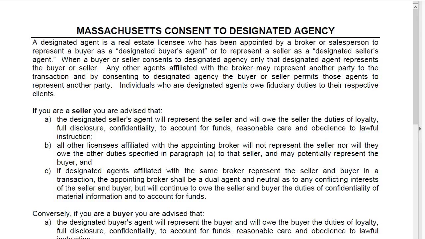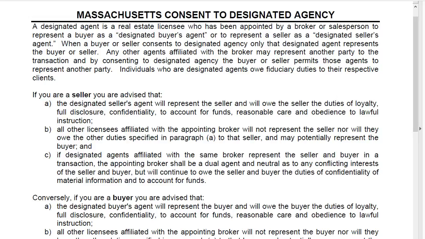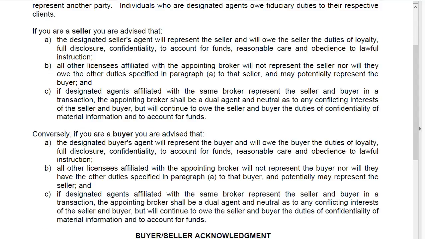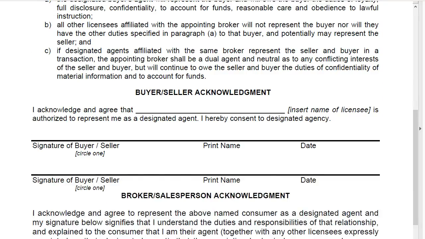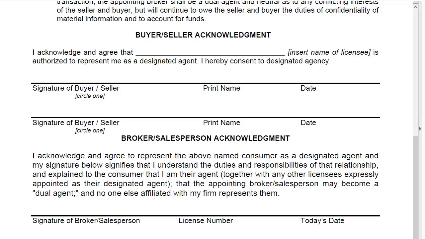The other one that we had up there is the consent to designated agency. As I said earlier, this is a situation where two agents working under the same umbrella of the same firm are working different sides of the transaction. So there's a particular form for that. Everyone signs it, and you sign at the bottom with a license number and today's date.